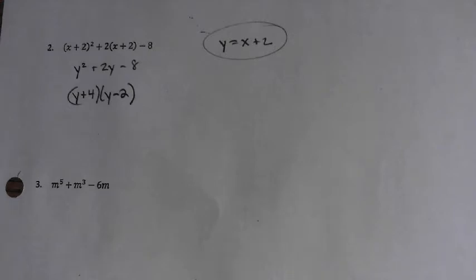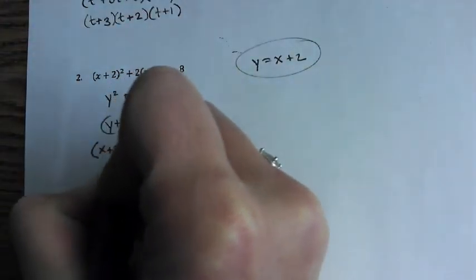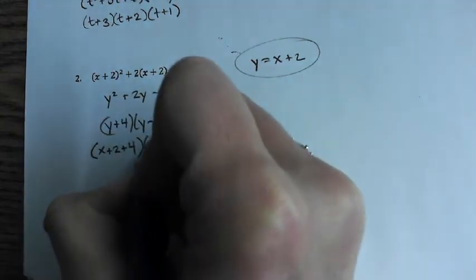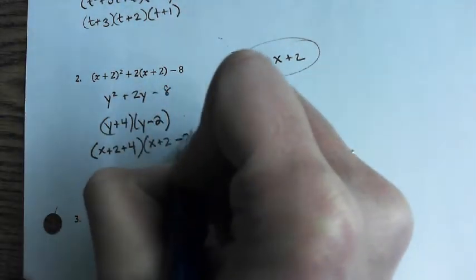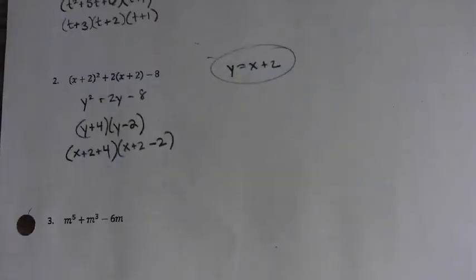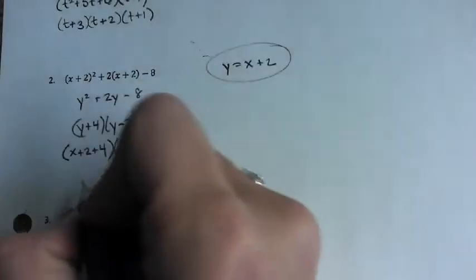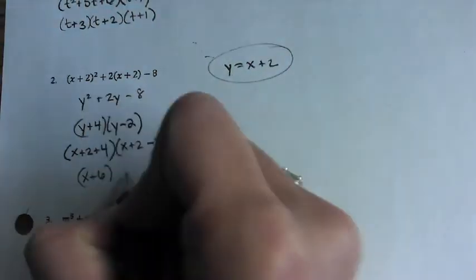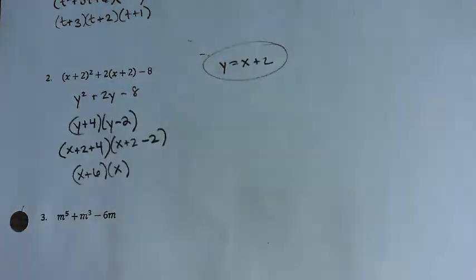Now that I'm down to that, now I can bring my y expression back in. So I can replace my y's with the x plus 2, which will give me x plus 2 plus the 4 and x plus 2 minus the 2. And those can be simplified into x plus 6 times x. Again, this ended up boiling down into 2 linear factors.